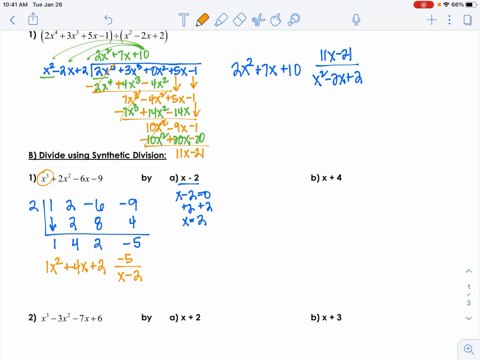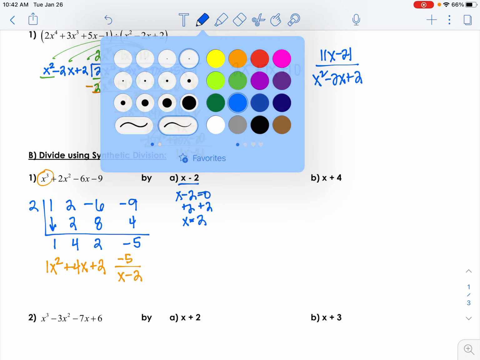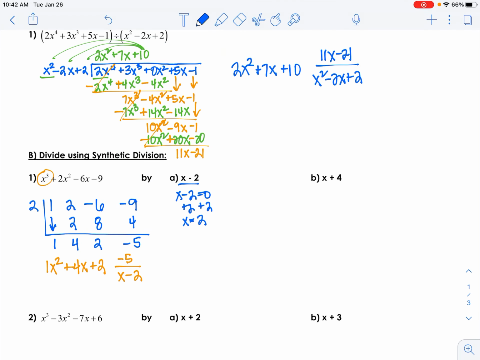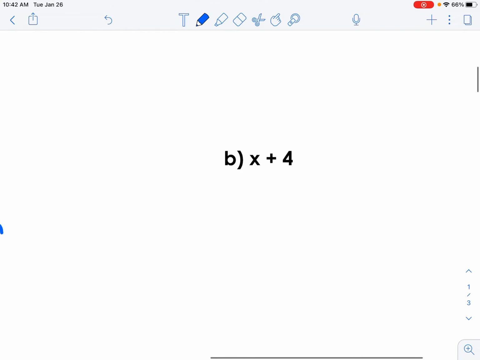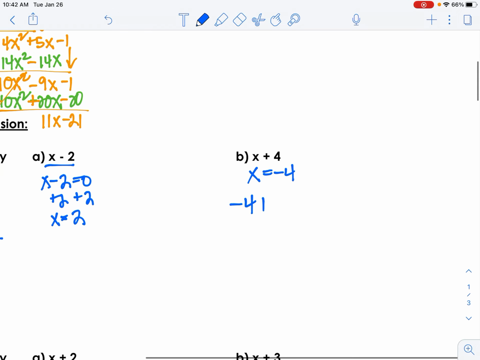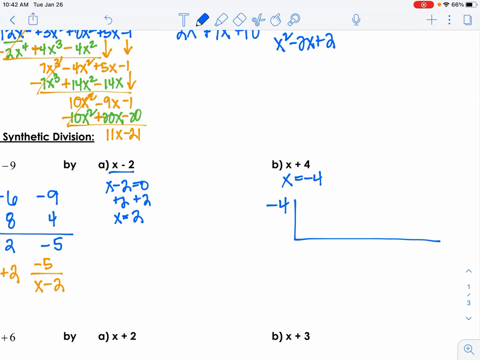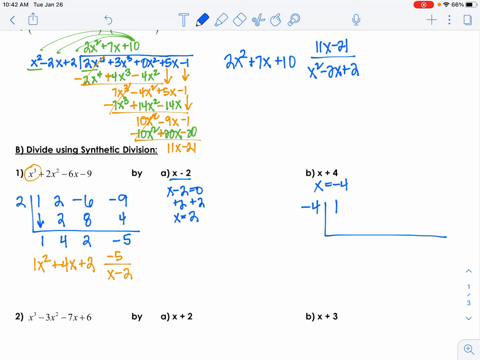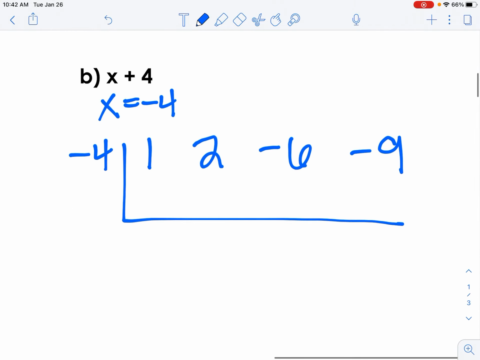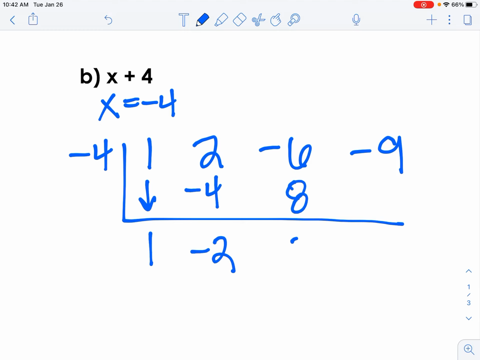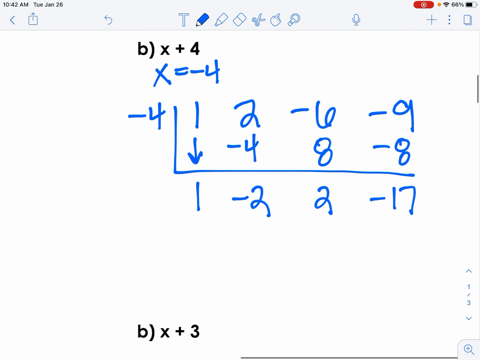Then we are going to do the same thing, but with x plus 4. So here we've got x plus 4, so we know x will be negative 4. So we'll put a negative 4 on the outside. Then those coefficients were 1, 2, negative 6, and negative 9. We drop down our 1 and get negative 4. That becomes an 8 when we multiply, so we get 2. This becomes negative 8, so negative 17.